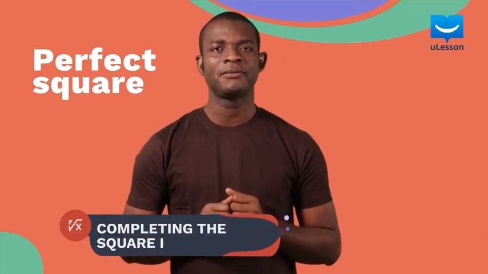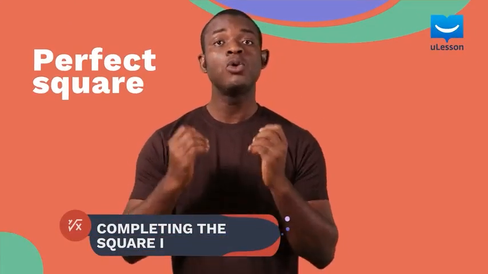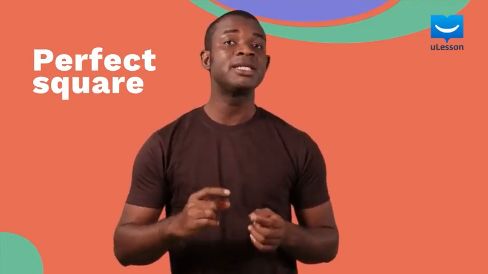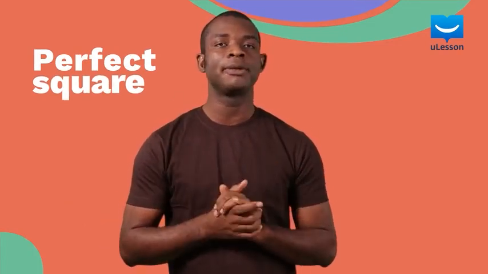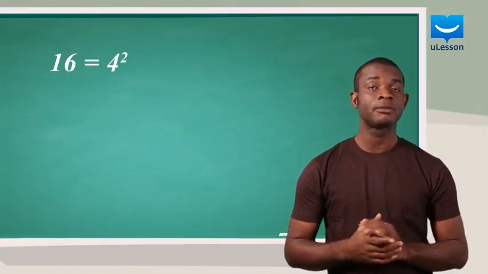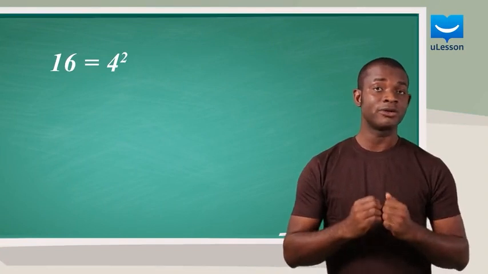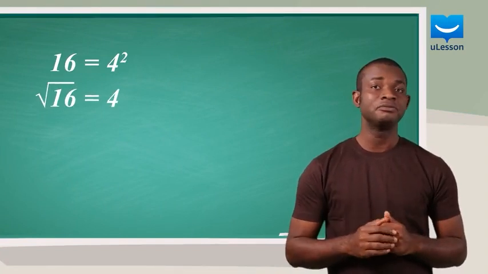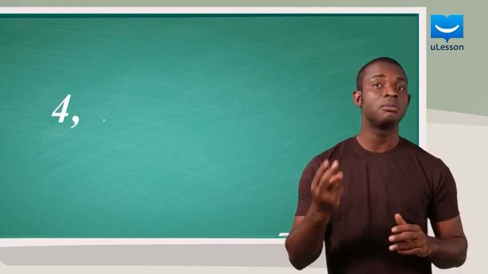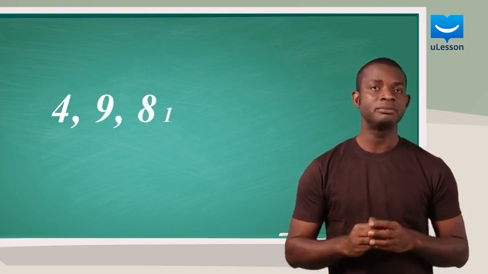I'm sure you must have heard of the word perfect square. They are simply numbers whose square roots are whole numbers, or numbers that can be written as the square of a whole number. For instance, 16 is the square of 4. This means that the square root of 16 is 4.